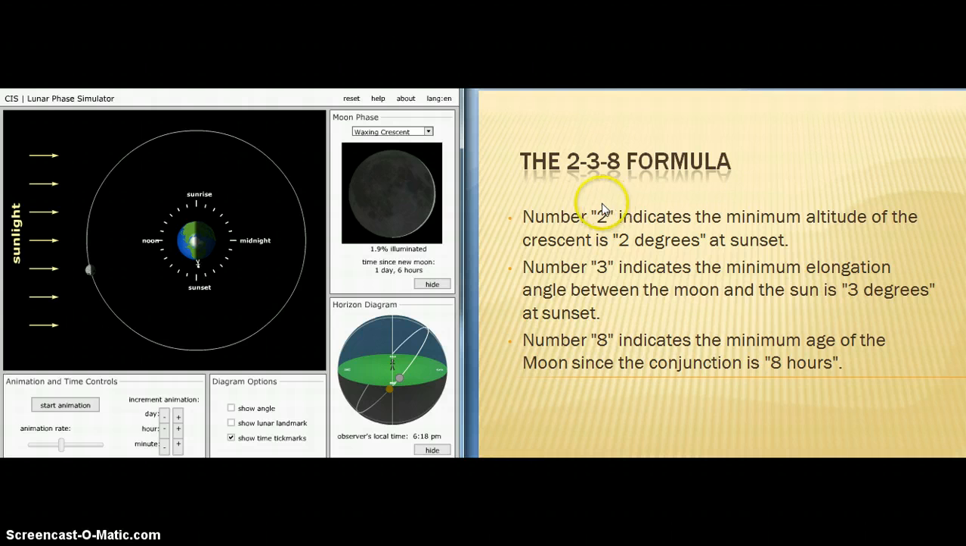1. Number 2 indicates the minimum altitude of the crescent is 2 degrees at sunset. 2. Number 3 indicates the minimum elongation angle between the moon and the sun is 3 degrees at sunset. 3. Number 8 indicates the minimum age of the moon since the conjunction is 8 hours. To suggest that the onset of an Islamic month is valid, all these 3 conditions must be met.